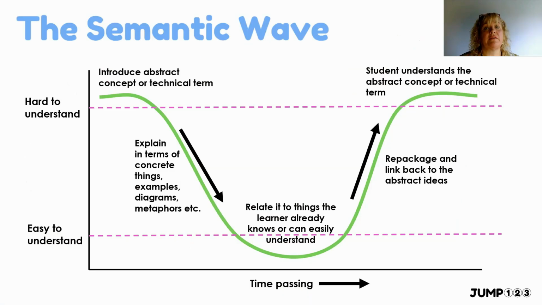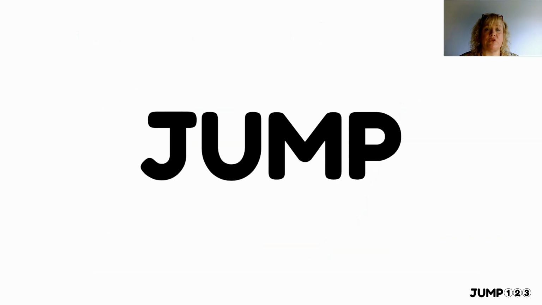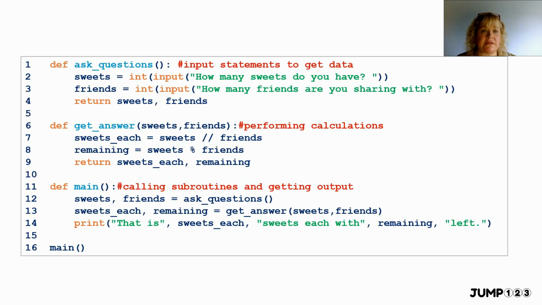So if we go back to the semantic wave, we do need to have a look at that abstract term, break it down into terms that they will understand and that is relevant to them before we build it back up into the technical terms again. And that's where I think JUMP is really useful at helping us plan really effective lessons that are going to be useful for students. Now we've got more of an idea of where they're coming from, we can use JUMP to help us do that. So let's just have a look at an example of something that I've seen far too often in people's lessons.